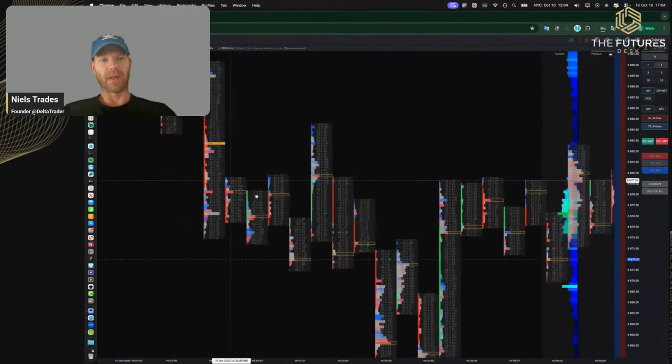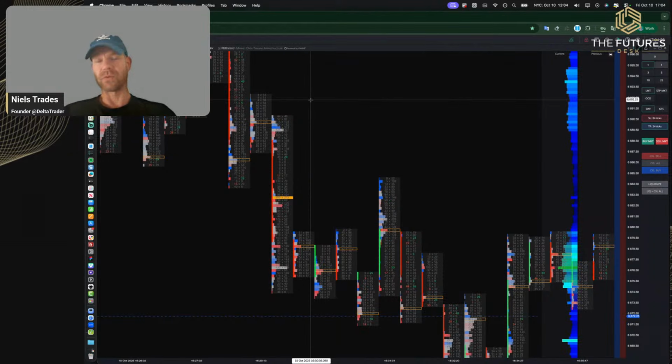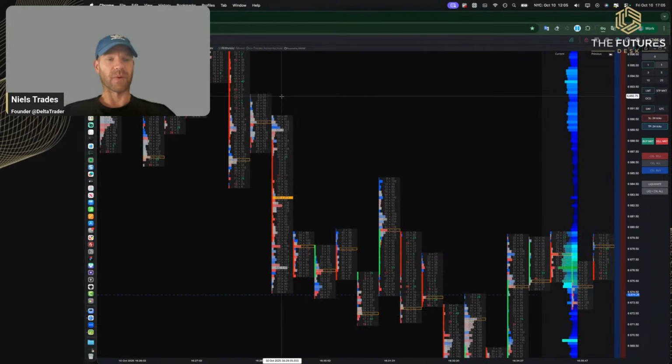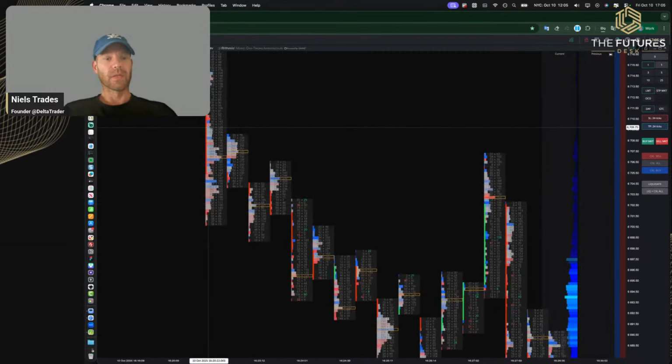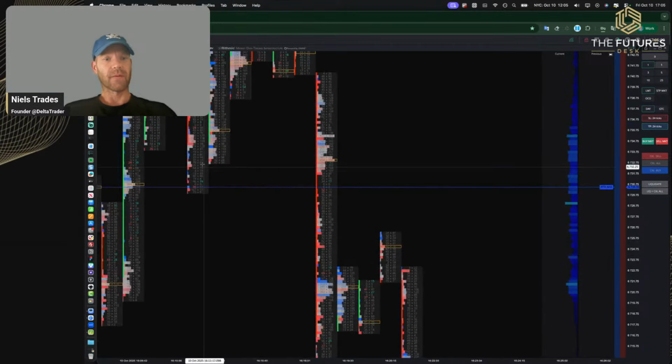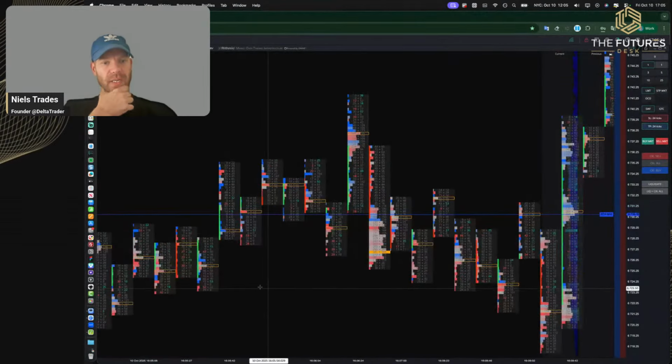And normally I have my footprint chart set to 16 tick reversal, but because of today's volatility, I put it to 20. So yeah, let me see where the time's at, where I did some trades.